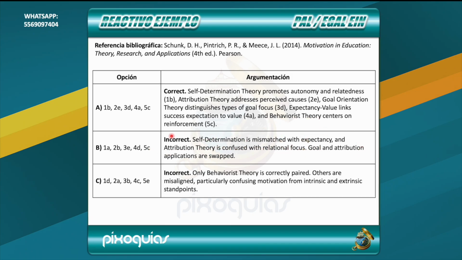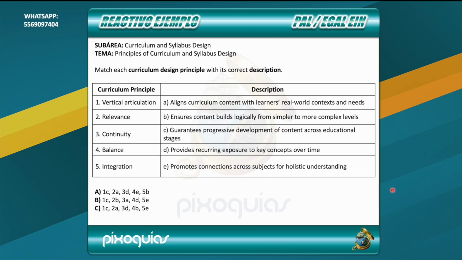Goal and attribution applications are swapped. And also the option C is incorrect because only behaviorist theory is correctly paired. Others are misaligned, particularly confusing motivation from intrinsic and extrinsic standpoints.